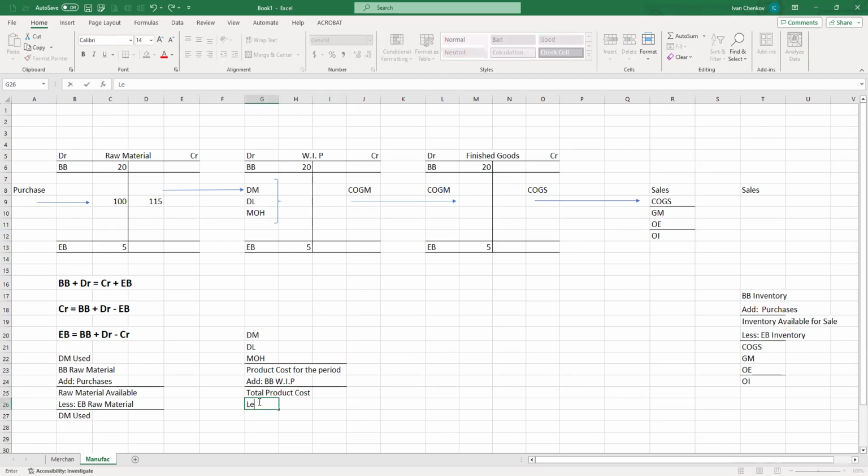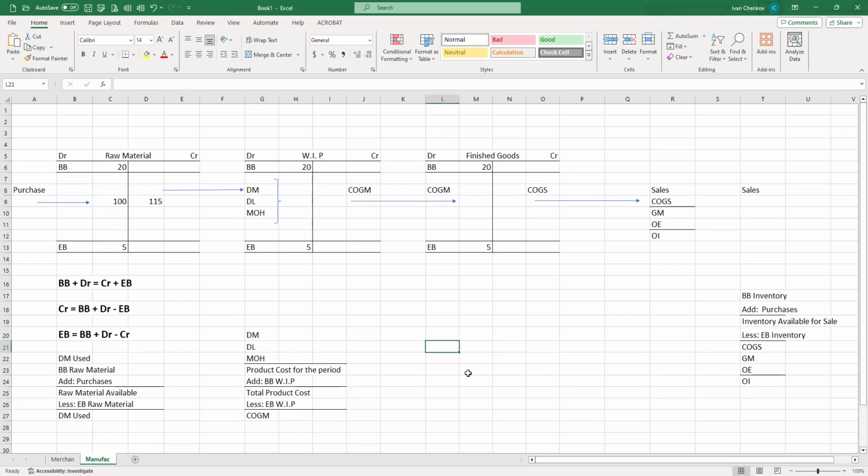Once I deduct the ending balance of the work in process account, I'm going to get the cost of goods manufactured, correct? Now I have my cost of goods manufactured. But don't forget, our objective is to get cost of goods sold. So what do we need to do?